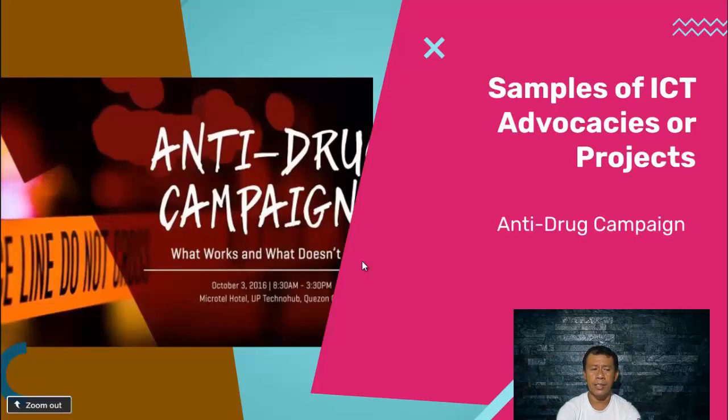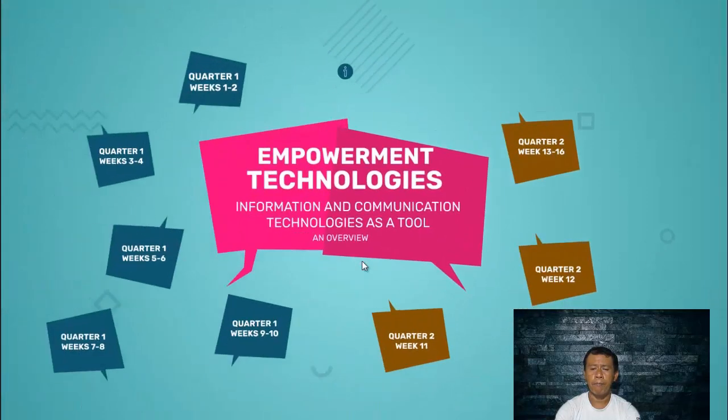The second one, these are examples or samples of ICT advocacies or projects, is the anti-drug campaign, but it's not limited to this. We still have many things that you can choose from, and we'll just have the picture of what we will study in this semester, the two quarters of this semester from week 1 to week 16.